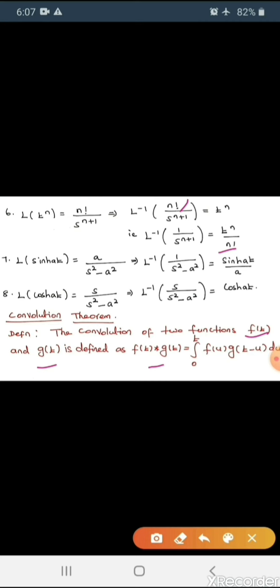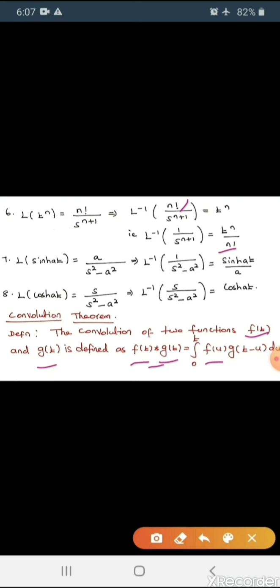The star means it is convolution. So, f of t convolution g of t is equal to integral 0 to t. You see in the first function, that is f of t, you have to replace t by u. So, we get f of u, and the second function is g of t.